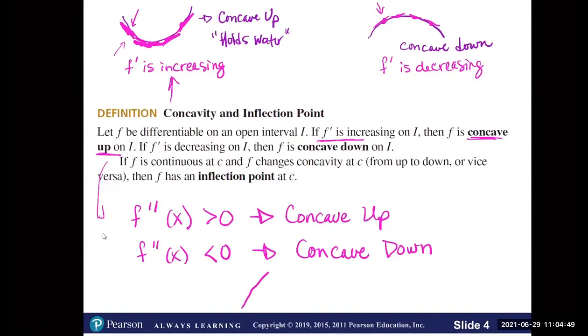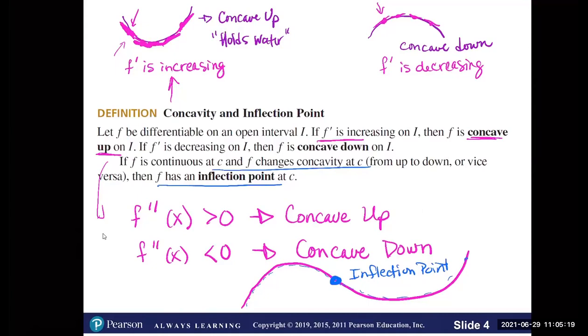Okay, if you have a curve that changes from concave up to concave down, so in this one, it looks to me like that would happen about right here. So notice to the left over here, that function is concave down, but then at some point it becomes concave up. That point where the concavity changes is called an inflection point. So notice that an inflection point is a point where the concavity changes. And we are going to learn how to find those points.